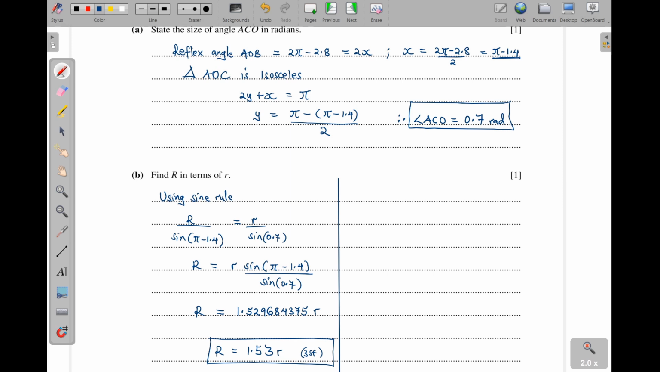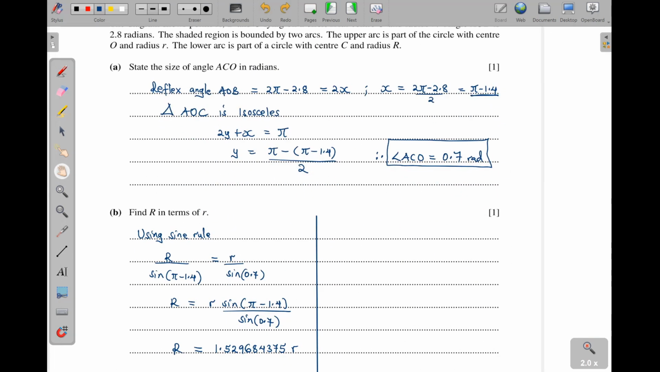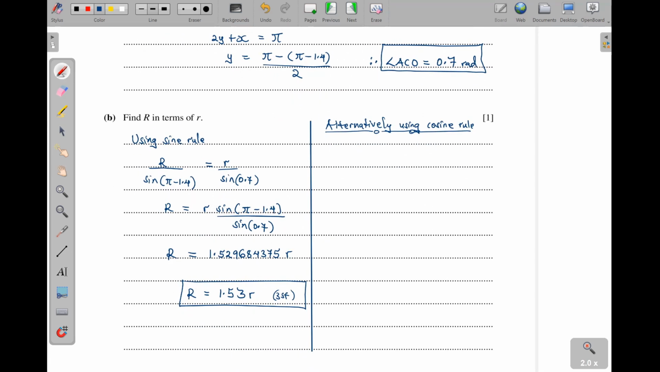The other way to do it, I could also use the cosine rule. If I know this r, and I'm looking for this R, but the angle that is opposite to that R is also known, then I can use the cosine rule. So alternatively, using the cosine rule. I'm putting for you these alternatives. You pick what is easier for you. In the exam, don't do the same; use one approach.